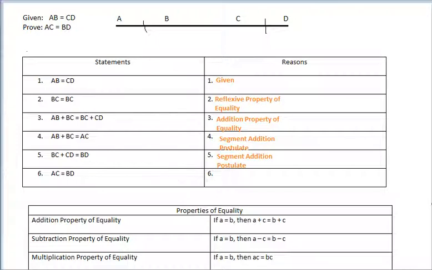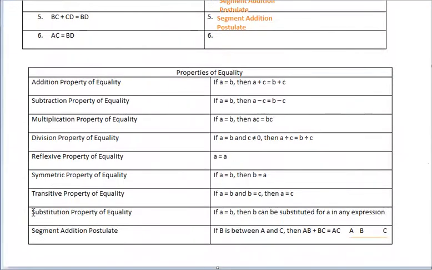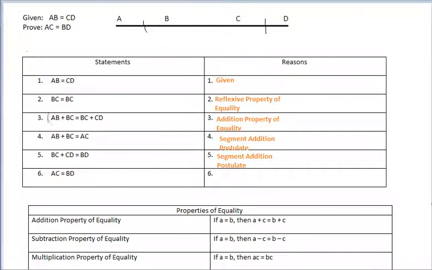So when I do that, let's come down here for a moment. I'm doing the substitution property, because if A equals B, then B can be substituted for anything. So instead of saying AB plus BC, I can put AC in that spot. So the reason why I can do this is because of substitution. And that is our proof.